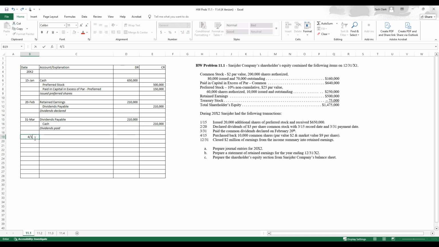Okay, on April 15th, we purchased back 10,000 common shares. So here we're going to have treasury stock. And remember, you can basically ignore par value when it comes to the treasury stock transactions. It's going to be the market share price that we care about there, and it's 10,000 shares. So we have 90,000, and we'll say 10,000 shares repurchased.